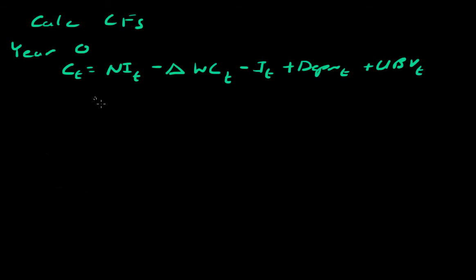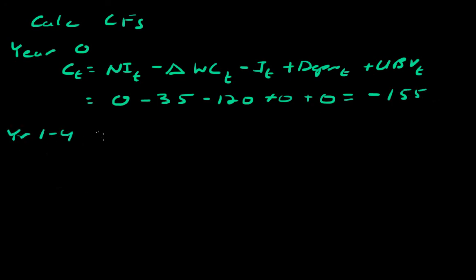adjustments. Okay, plug in. So for year 0, we don't have any income. We did have that 35 locked into working capital. We had the investment, and there is no depreciation or UBV in year 0. Okay, so we have a cash outflow of 155 in year 0. Okay, years 1 through 4 are all the same, and we'll use the same general formula to calculate our cash flow. So our net income, as we calculated before, is 32.5 in each of these years.